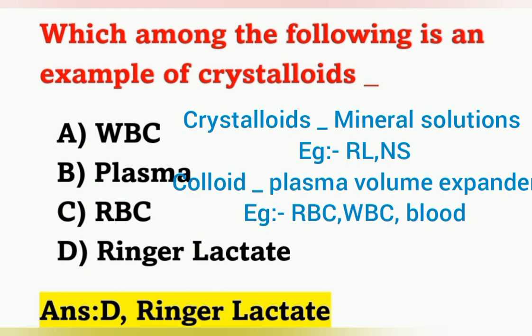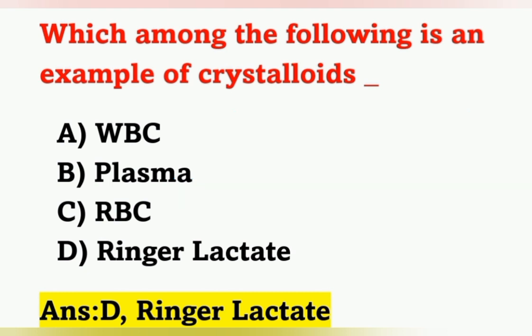There are two types of solutions used as volume expanders: crystalloids and colloids. Crystalloids are mineral solutions, for example NS and RL. Here RL is there, that is our answer. And colloids are plasma volume expanders, for example RBC, WBC, blood, plasma and all. They are examples of colloids.